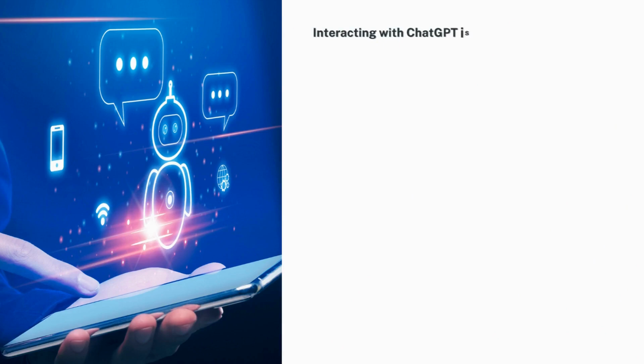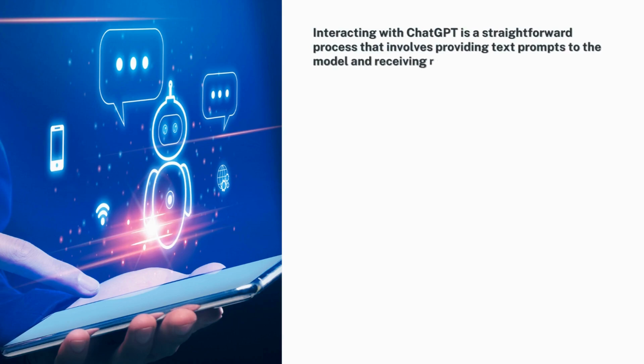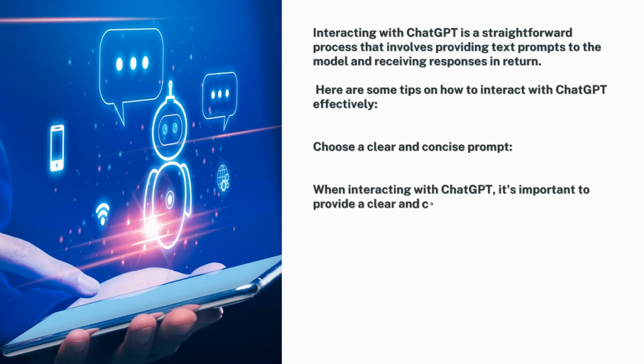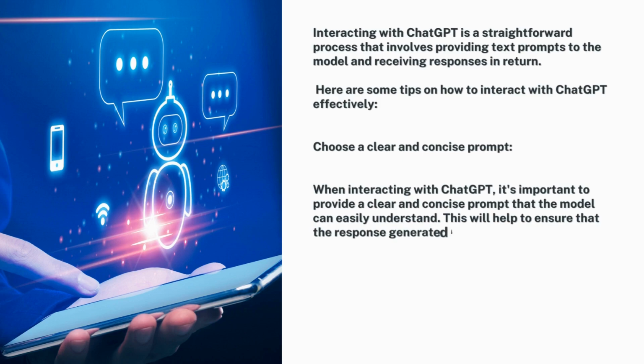Interacting with ChatGPT is a straightforward process that involves providing text prompts to the model and receiving responses in return. Here are some tips on how to interact with ChatGPT effectively. Choose a clear and concise prompt. When interacting with ChatGPT, it's important to provide a clear and concise prompt that the model can easily understand. This will help to ensure that the response generated is contextually appropriate and relevant to the prompt.